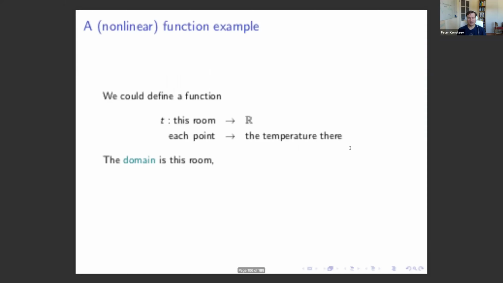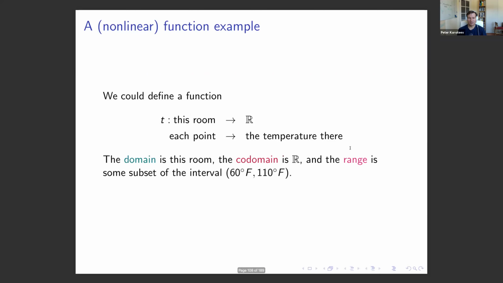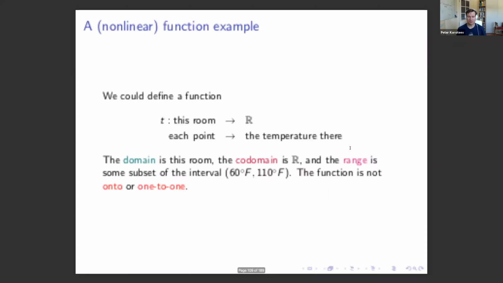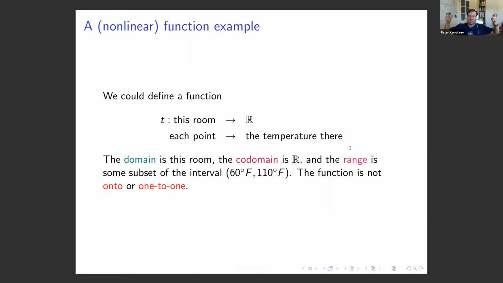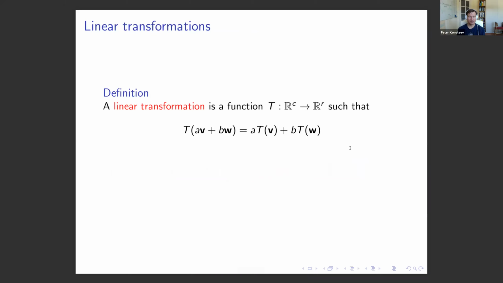So we can define this function. The domain is this room, the codomain is R, and the range is some subset of an interval, say from 60 Fahrenheit to 110 Fahrenheit. I hope your room is not colder than 60 and not hotter than 110, otherwise it will be very hard to work in your room. So clearly it's not onto or one-to-one, because two different points in the room can have the same temperature, and the range is just a small interval from 60 to 110 Fahrenheit, whereas the real line is infinite. And yeah, it's also nonlinear.